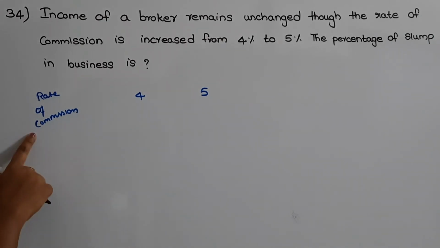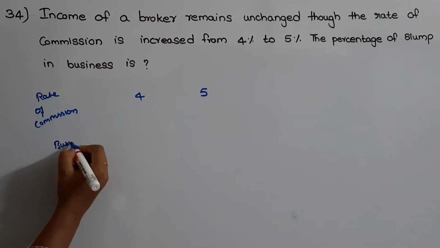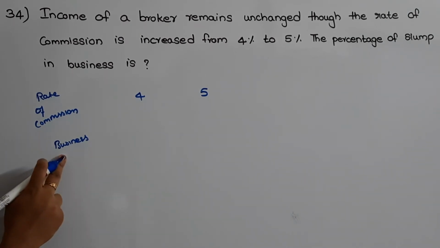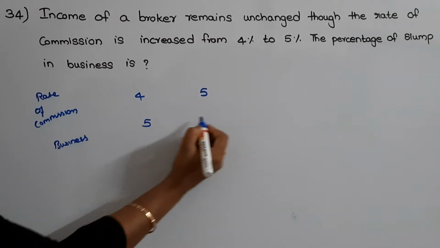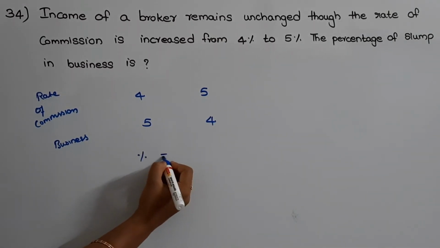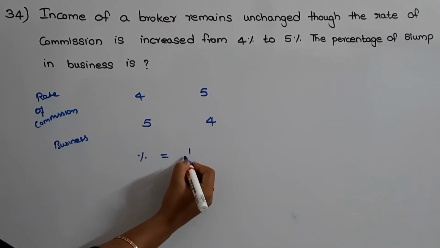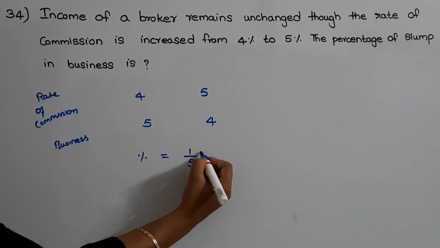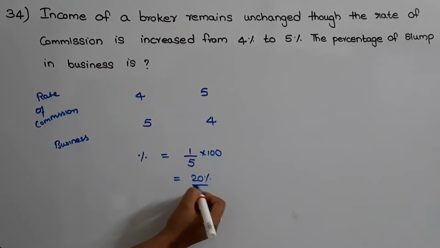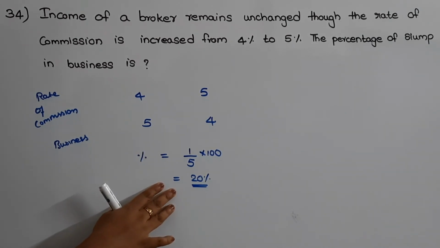So the rate of commission will be inversely proportional to the rate of business, since the income of the broker is a constant value. So the ratio of the business rate will be 5:4. We need to find out the percentage decrease in the business. So that will be equal to the difference between both values, that is 1, divided by the initial value, that is 5, into 100. On solving this, we will get it as 20%. So the percentage decrease in the business, or the percentage slump of business, is 20%.